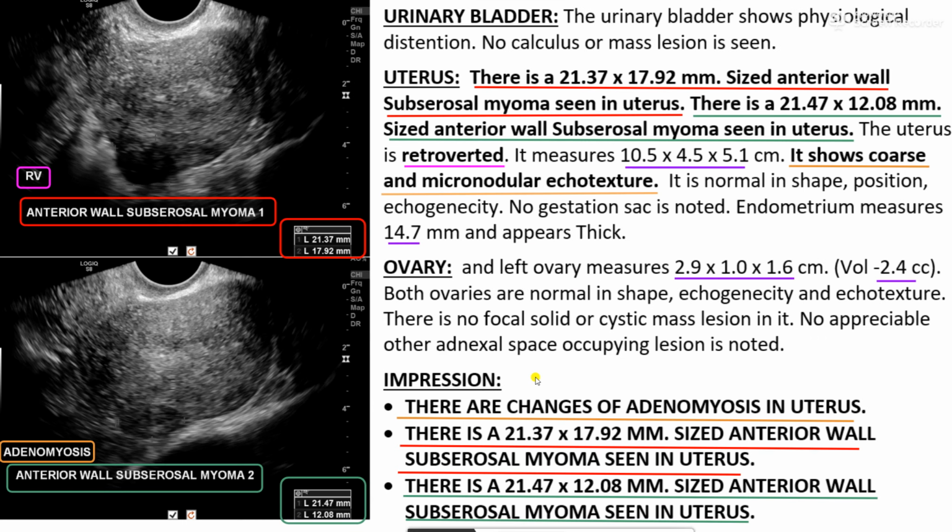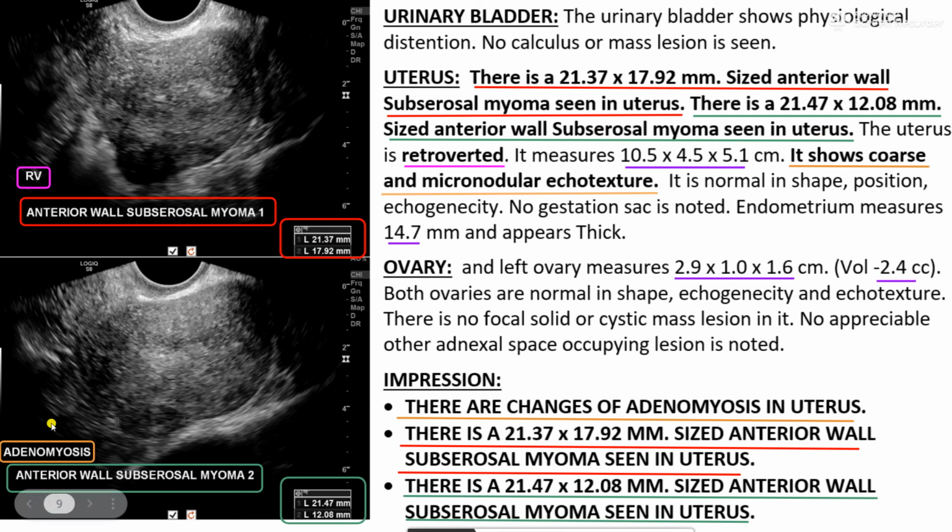Okay, let's move to the next case study. Here there is a retroverted uterus, so the doctor has annotated RV, and corresponding to that, the software has automatically written the uterus is retroverted. Then there is one fibroid in the anterior wall, subserosal myoma 1, and its 2 dimensions. So this line with 2 dimensions, anterior wall subserosal myoma, has come. There is a second fibroid, anterior wall subserosal myoma 2, with its dimensions. So you can see here the dimensions and size of the anterior wall subserosal myoma seen in uterus.